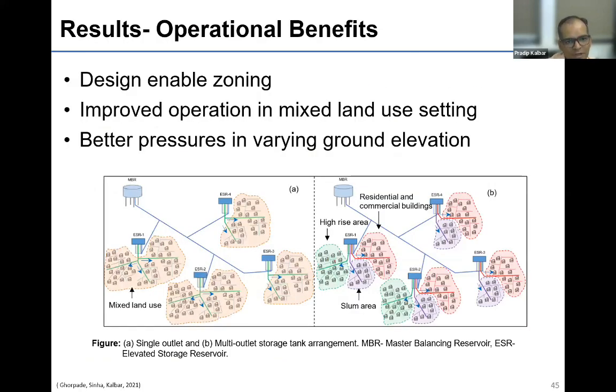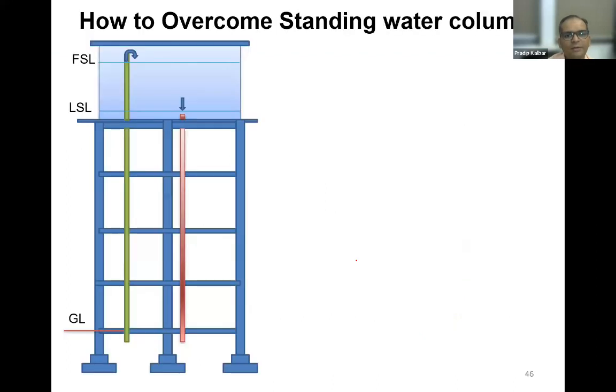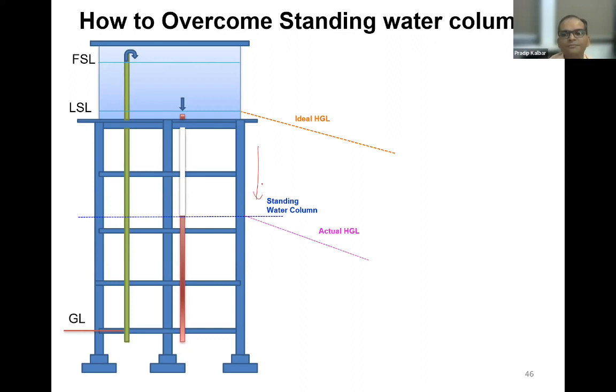So the result is there are tremendous operational benefits and operational flexibility. Convert this single outlet to multiple outlets using manifolds, or any new tanks can be designed this way from the planning stage itself. So slum areas or high-rise areas can be segregated, different land use can be segregated. So this is one recommendation. Now, how to overcome the standing water column, which I explained in the previous slide, that we are facing with this issue of drawing the level down too much here.